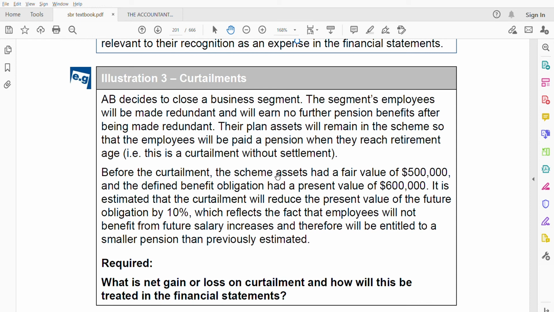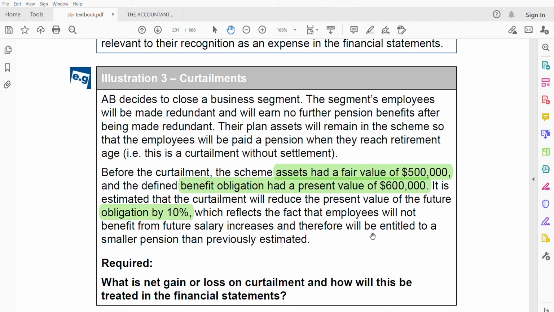So before the curtailment, the scheme assets had a fair value of 500,000, and the defined benefit obligation had a present value of 600,000. It is estimated that curtailment will reduce the present value of the future obligation by 10%, which reflects the fact employees will not benefit from future salary increases. Definitely, when you're leaving, you will not have the employees. They will not get that benefit from future salary increases, and therefore will be entitled to a smaller pension than previously estimated.